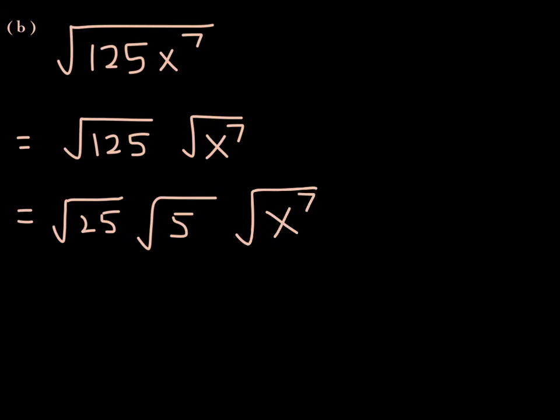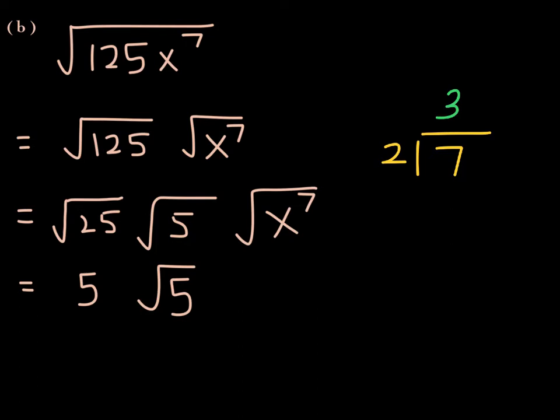All right, here we go. The square root of 25 is 5. The square root of 5 is just the square root of 5. Now, over here, the square root of x to the 7th, I will divide 7 by 2, and I could show you that off to the side. 7 divided by 2. Now, that is to say 2 goes into 7 3 times. 2 times 3, of course, is 6 with a remainder of 1.